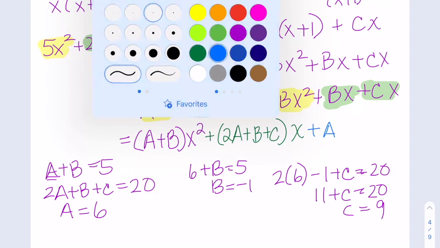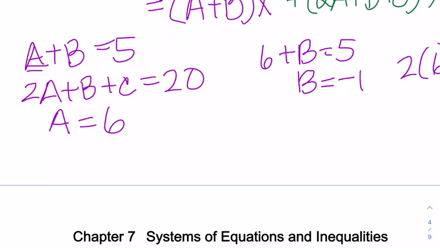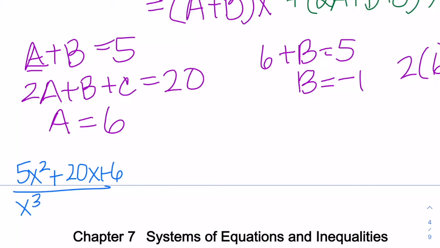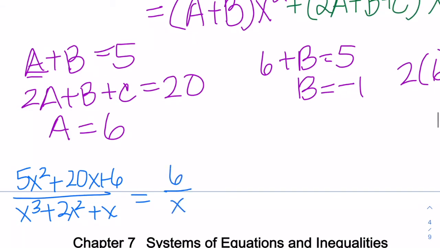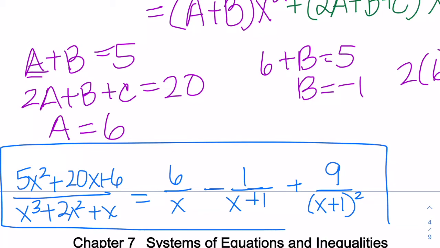So if we're going to write the partial fraction decomposition, well, this would be, let me just write the original, 5x squared plus 20x plus 6 over x cubed plus 2x squared plus x. I could have written the factor form as well, but this will be 6 because a was 6 over x. Our b is -1, so I'm going to put a minus 1 over, the first factor was x plus 1. And then plus 9, because that's our c, over (x plus 1) squared. So we're able to write those with simpler fractions.